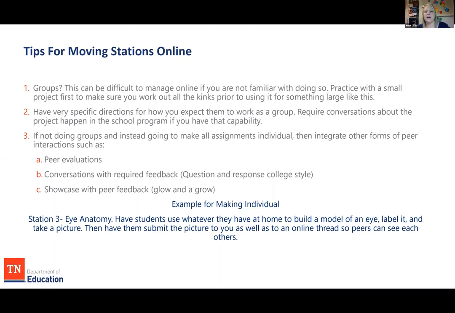So there are different ways to have them interact while still doing individual work, and you definitely want to do that. It helps with culture, and it will help have a better product in your class, and those students actually learn because they know they're going to have to share it with each other.